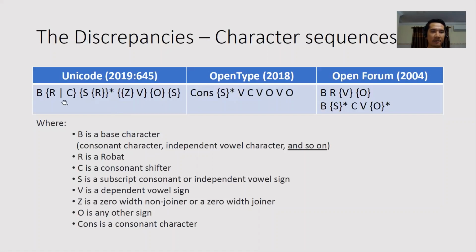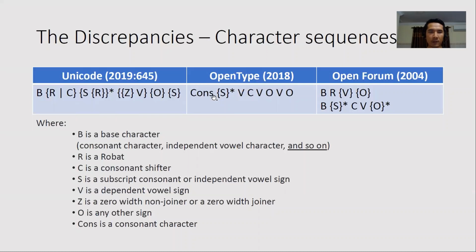Now that we have all of the representations in mind, in here Unicode starts with a base, and OpenType starts with a consonant. And then there is a robot. OpenType doesn't mention anything about robot, but it may be in the sign, so there is a sign here and a sign here. And the robot can be used interchangeably with the consonant shifter. So after the base, then the consonant shifter, while OpenType says the consonant shifter should be further away from the base, and not right after the base consonant, as you can see here.